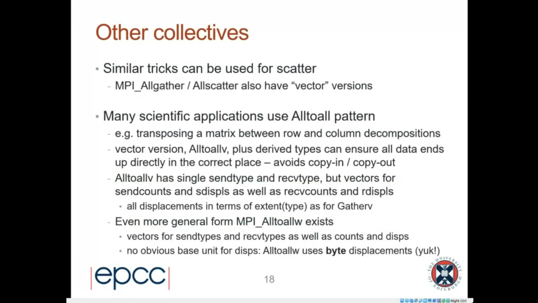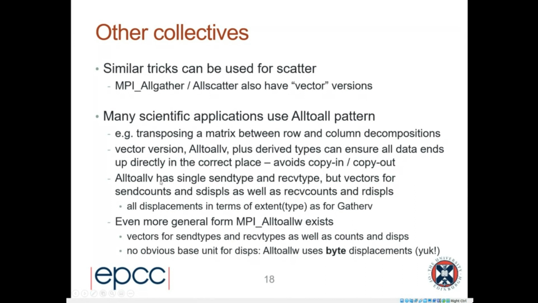So other collectives. Similar tricks can be used for scatter. MPI all gather and all scatter also have vector versions. Many scientific applications use the all-to-all pattern. This is for global vector transposes, but actually the neighborhood all-to-all can also do halo swapping. The vector version all-to-all v plus derived data can ensure all data is put directly in the correct place, and avoids the copy in, copy out.